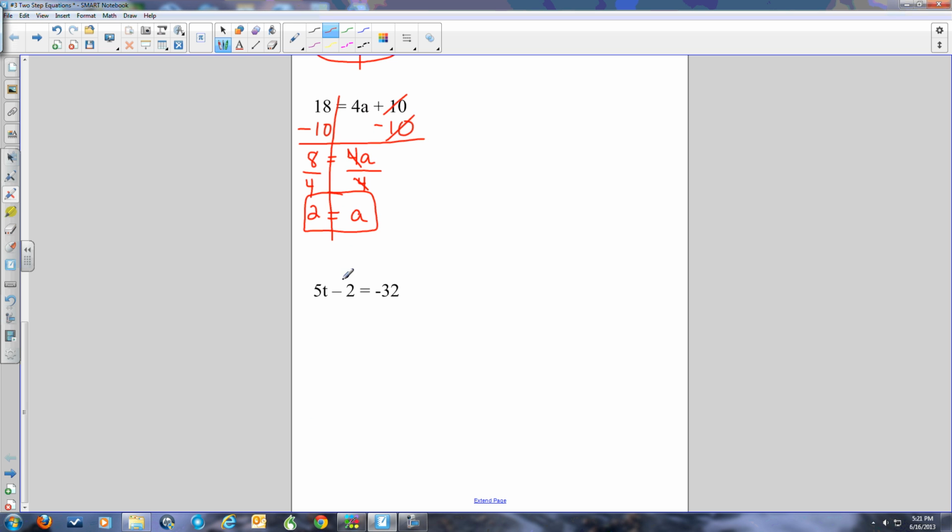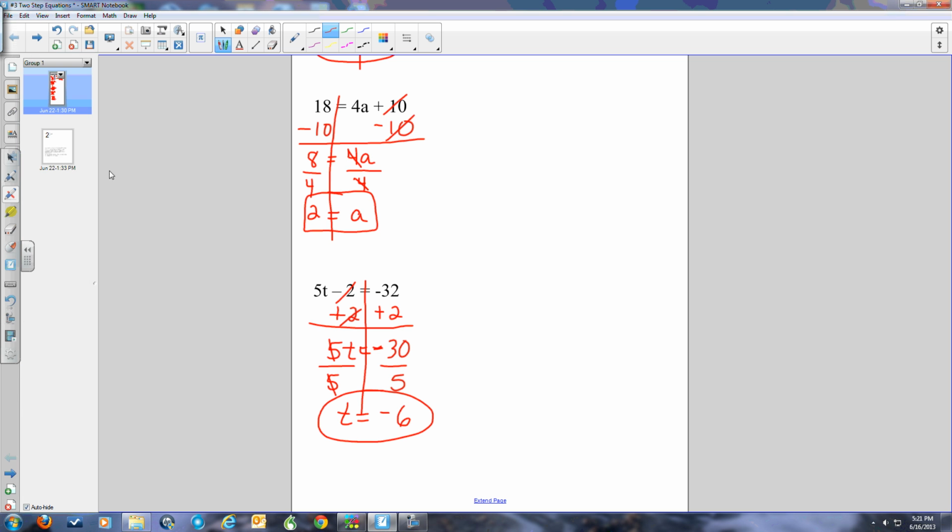Next, we have 5t minus 2 equals negative 32. Take care of addition and subtraction first. So instead of subtracting 2, we'll add 2 to each side. The 2's will cancel, and we have 5t equals negative 32 plus 2, which is negative 30. We want to get t by itself. So instead of multiplying by 5, we divide each side by 5. The 5's will cancel, and I have t equals negative 6.